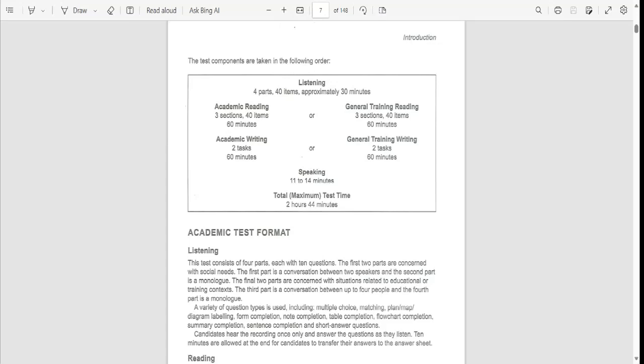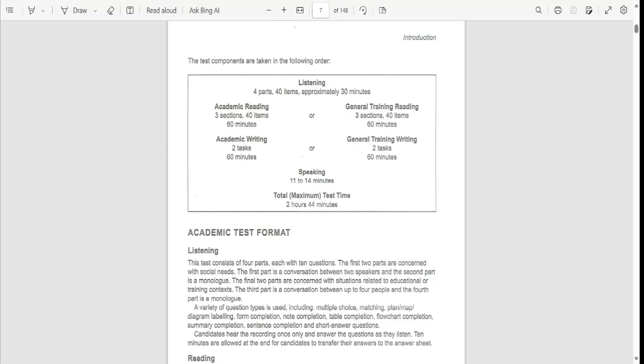The first part in your test is the listening test, where you have about 30 minutes to answer the questions and check your answers. The listening part has four sections, section 1, 2, 3, and 4, and each section is kind of different from the others.